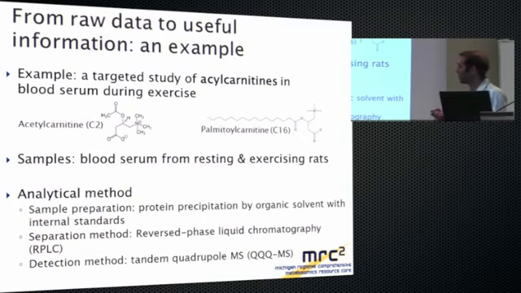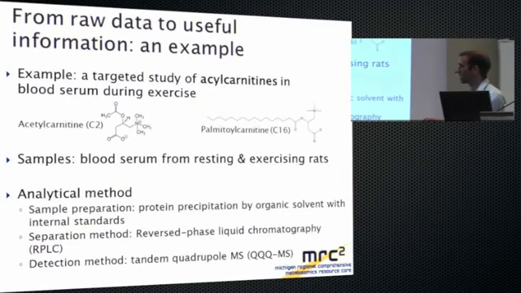This acyl chain imparts different functional properties to the carnitine, but they're of interest in understanding metabolic processes that occur during consumption of energy, during determination of what fuel is being used for exercise, for example, some related to my research. So we're going to use, as an example, blood serum from resting and exercising rats. And we're going to look at the levels of these different acylcarnitines.